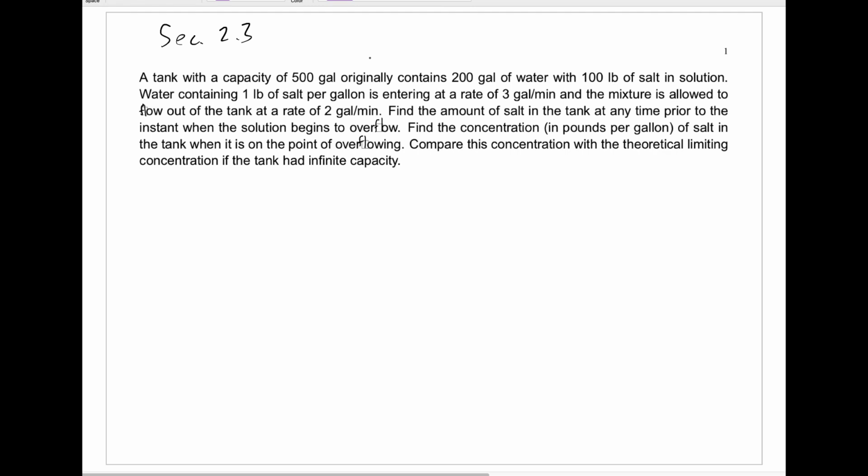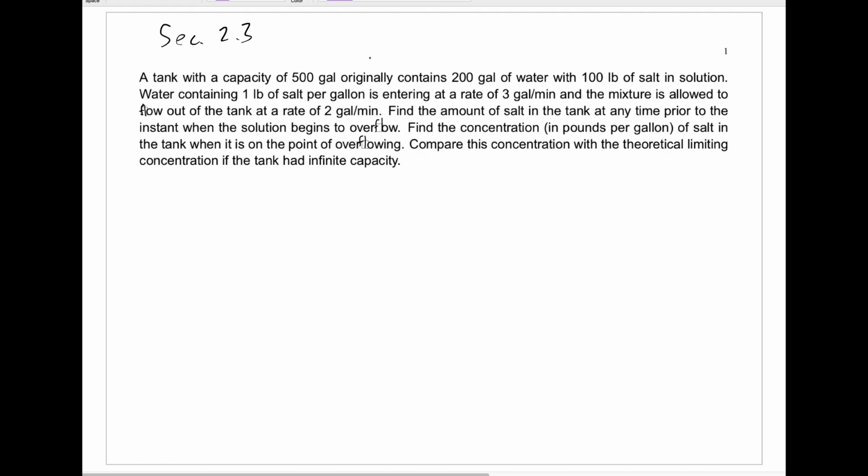A tank with a capacity of 500 gallons originally contains 200 gallons of water with 100 pounds of salt in solution. Water containing 1 pound of salt per gallon is entering at a rate of 3 gallons per minute, and the mixture is allowed to flow out of the tank at a rate of 2 gallons per minute. Find the amount of salt in the tank at any time prior to the instant when the solution begins to overflow. Find the concentration in pounds per gallon of salt in the tank when it is on the point of overflowing. Compare this concentration with the theoretical limiting concentration if the tank had infinite capacity.